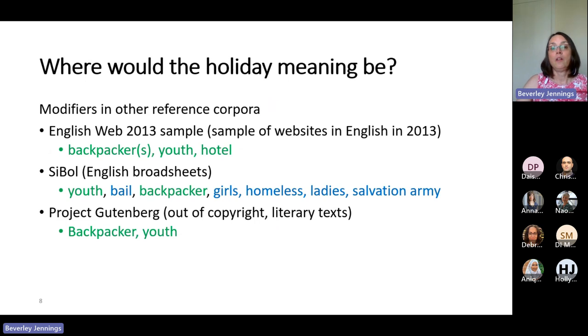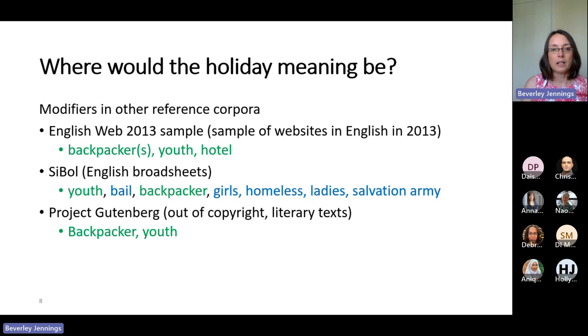So then I looked in some other reference corpora to see where different meanings of hostel could be found. And there's one called English Web 2013. So it's a sample of websites in English taken in 2013, put into a corpus that you can search. And that gave more of the meanings for holiday accommodation. You had backpackers hostel, youth hostel, or having it with a hotel to mean a hotel. So I think if you were looking to book a holiday online, then you're going to have access to that meaning of the word, aren't you? But I'm not sure how many people who maybe don't go on holiday or have never booked a holiday would have come across those websites and that meaning.